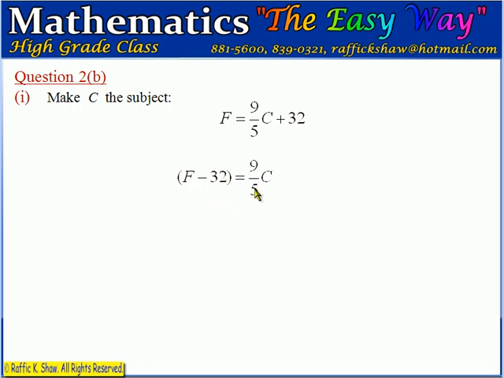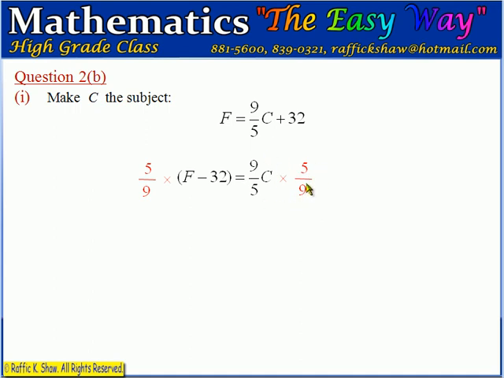Now we have 9 divided by 5 multiplied by c, and we want to make c the subject, so we need to leave c alone as a subject. So we have to get rid of this 9 divided by 5 as a fraction. So to eliminate this fraction, we simply multiply by its reciprocal, and the reciprocal of 9 over 5 is 5 divided by 9. So to eliminate this 9 divided by 5, we multiply both sides by 5 divided by 9. So let's show that. And this is it.